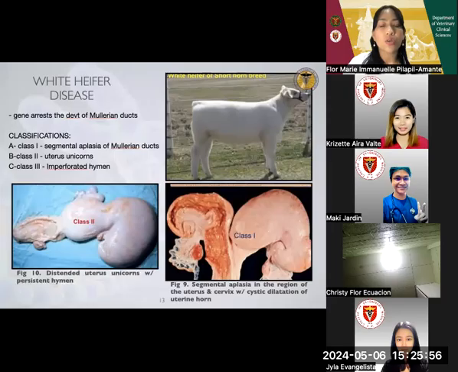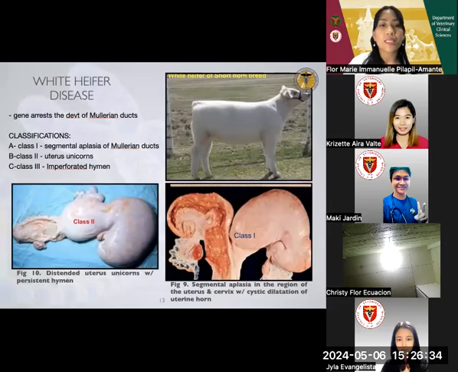So figure 10 is showing us the class 2, meaning only one side or one horn of the uterus is present and one is rudimentary. For class 1, we have segmental aplasia of the Mullerian ducts, not the entirety of the uterine horns. Only a portion, let's say the fallopian tube or the uterine horn, either of those two.